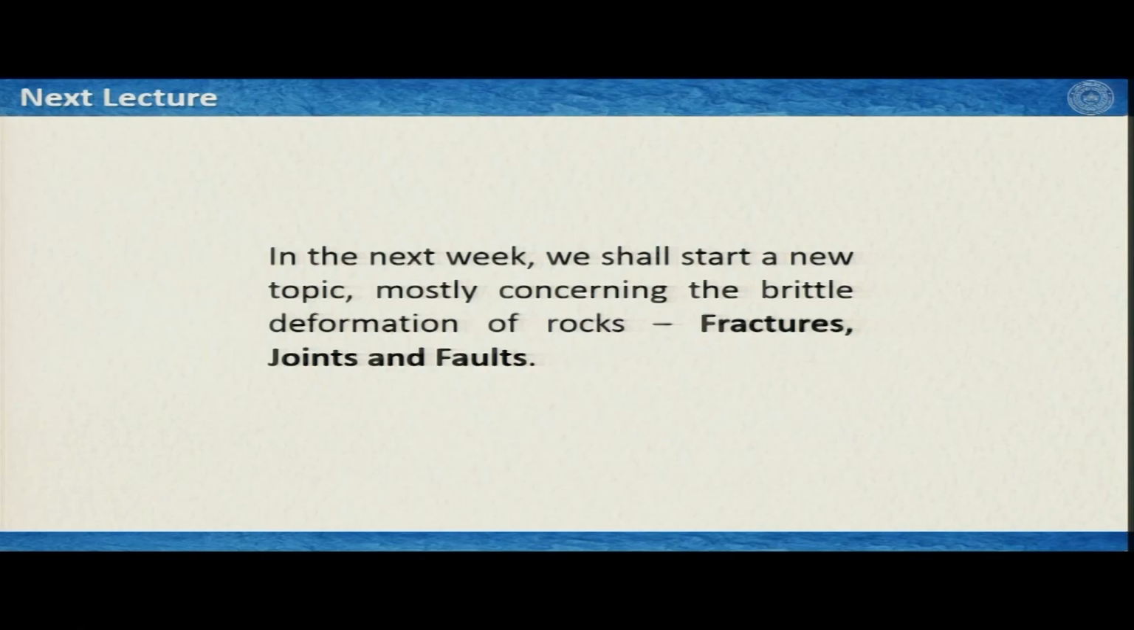So, with this I conclude this lecture and also the lectures of this week, and we will see some other features in the next class, and in the next week we mostly would focus on a new topic, which will be mostly concerned with the brittle deformation of rocks, and this would be fractures, joints and faults.